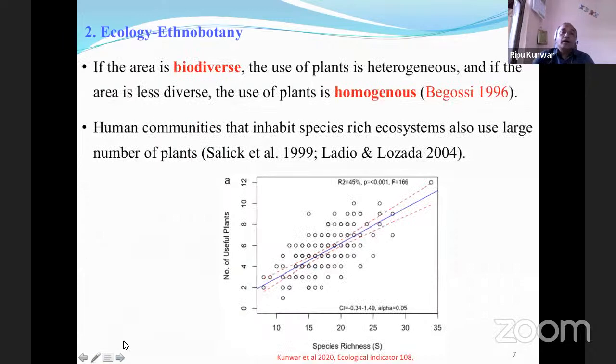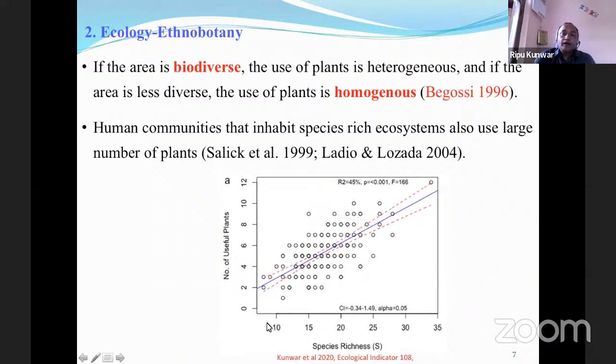Next, according to Begossi, he introduced most of the ecological theories and hypotheses in ethnobotany. According to him, if the area is biodiverse, the use of plants is heterogeneous, and if the area is less diverse, the use of plants is homogeneous. So human communities that inhabit a species-rich ecosystem also use a high number of plants. See one graph over here.